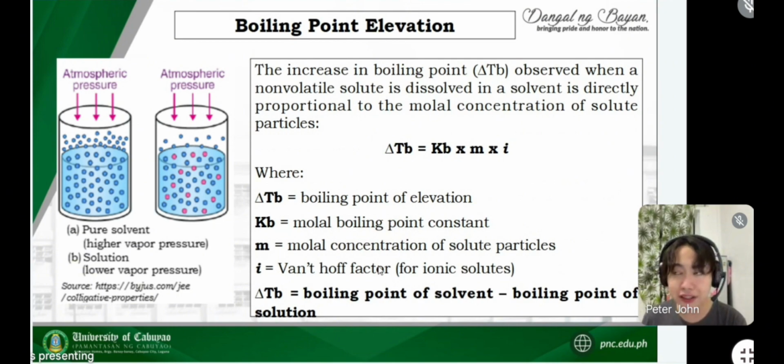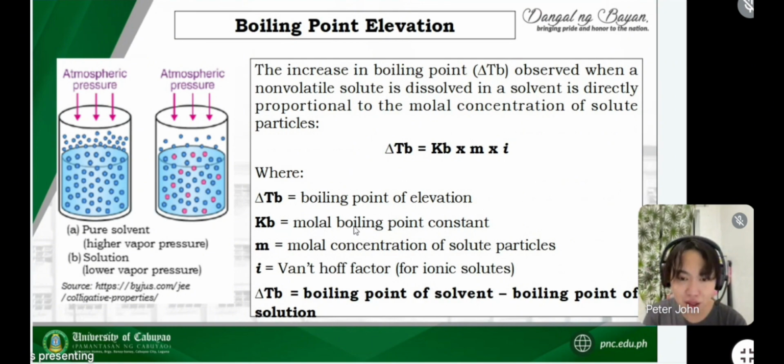So, later, example, sodium chloride. As in sodium chloride, we do have only two ions present: the sodium ion and the chlorine ion. Basically, two Van't Hoff factors.